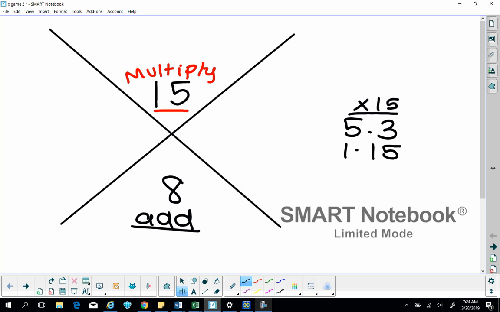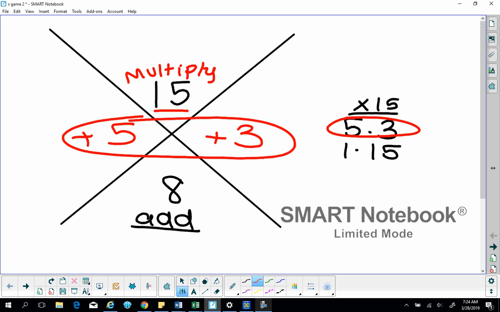And so out of those, which ones add to 8? 5 and 3. Ding, ding, ding. So I put positive 5 and positive 3. That's all we're doing. It gets a little bit complicated when you have to multiply and add to a negative number.